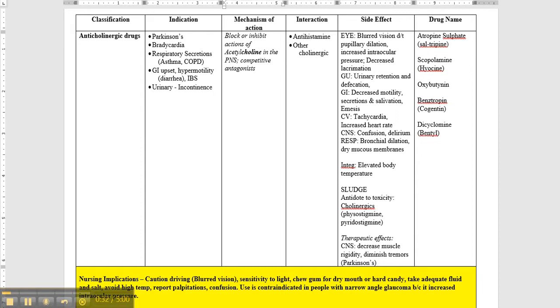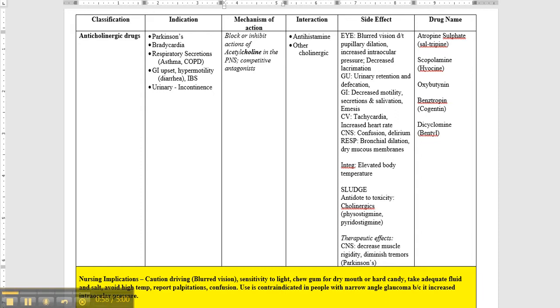As far as anticholinergic drugs, I told you that anticholinergics are acetylcholine blocking agents, right? So if you have acetylcholine and you're going to give an anticholinergic effect, it's going to make the person have an opposite effect, right? So when you give an anticholinergic effect, you'll have the opposite of the parasympathetic response. So let's see when we would give these.